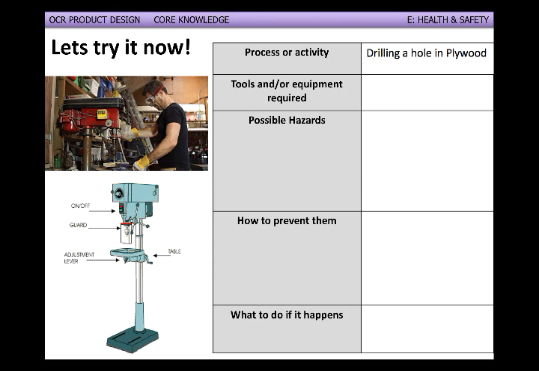So let's quickly try it now. You could print this off from the main documents that are attached to all this. So imagine you were cutting a hole in a piece of plywood. The tools and equipment required would be, that's right, a pillar drill and some drill bits, maybe a piece of wood, but that's not really a tool or equipment. Try and think of 4 things that could happen. Just pause the video for a second now, have a think, and see whether or not you've got the same thing as me.